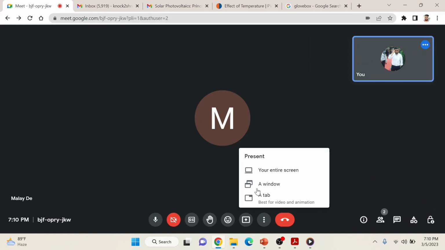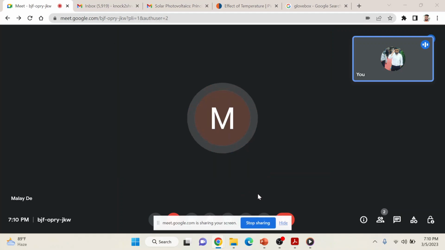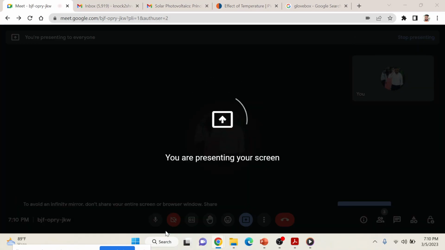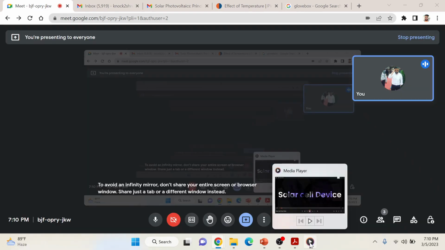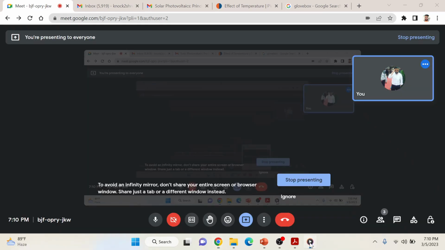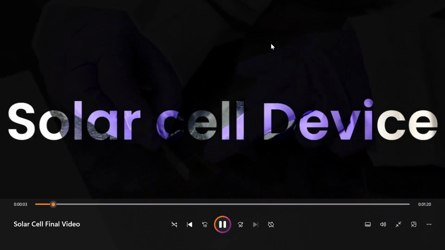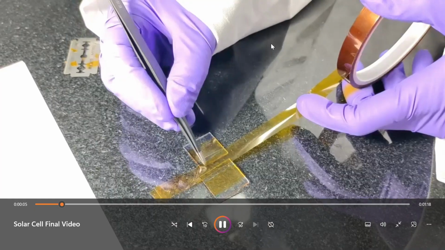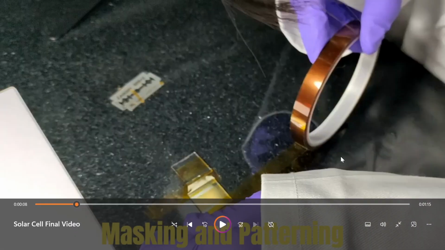Okay, let me show you something. This is just a very short video so that you can be interested. Is my screen presenting? Yes. You can see the solar cell device. This is from my lab, made by some of my lab mates. This is the FTO glass, and on this FTO glass we are doing the patterning.